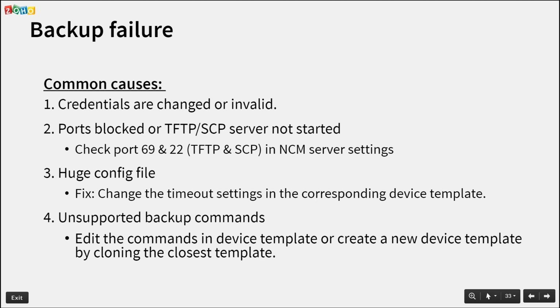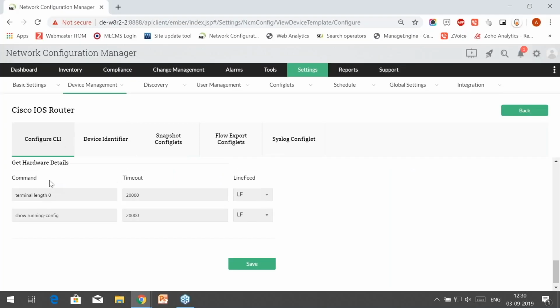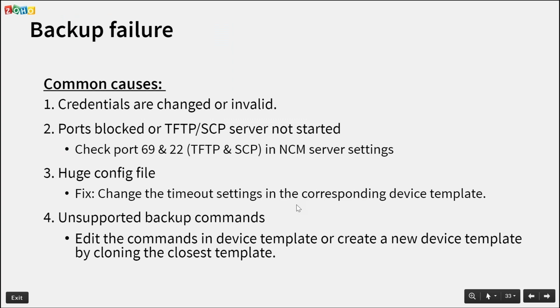Another common cause for backup failure could be due to the backup commands being unsupported. So to fix this, you can go back to the device templates, edit the commands, and click on save, or you can create a new device template by cloning the closest template, or if you're finding it difficult to do that, you can always contact NCM support.